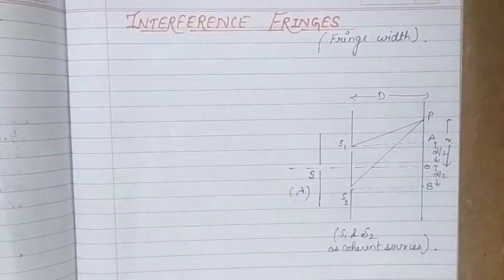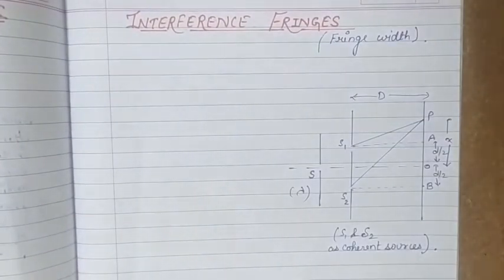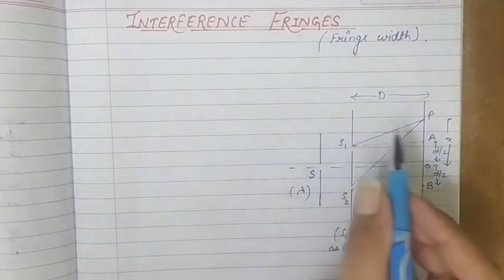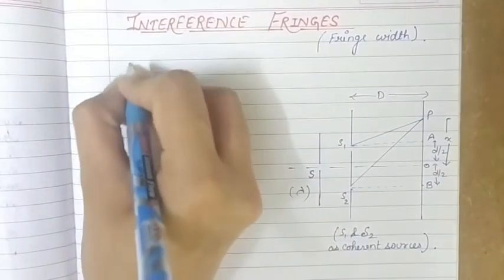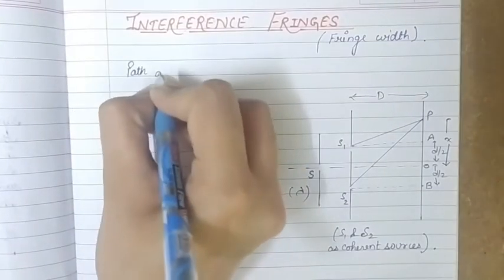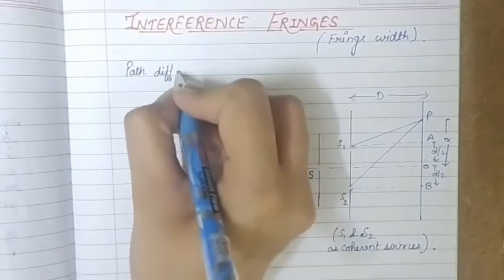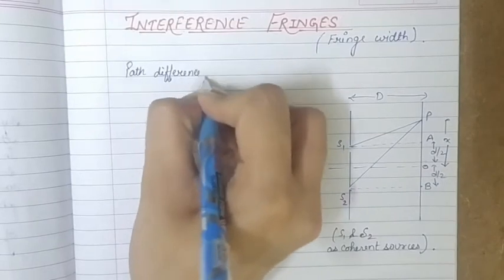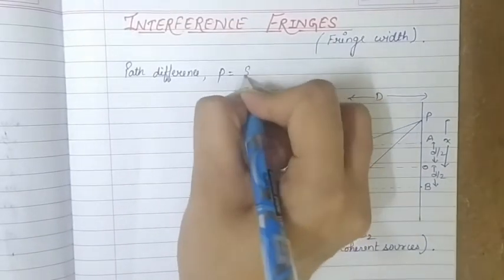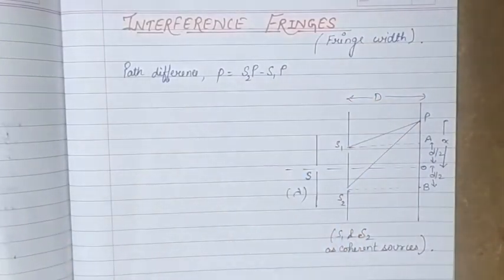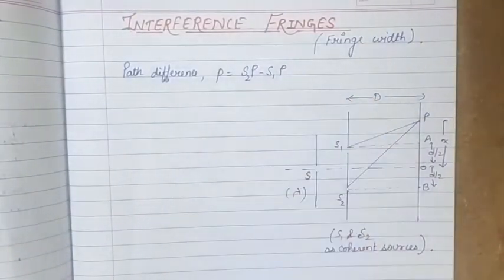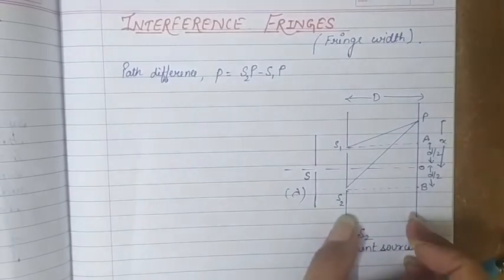The path difference between the two interfering waves here is equal to the difference between S2P and S1P. So the path difference that we need, let us denote it by small p. So this path difference p is equal to S2P minus S1P. Now our task is to find this path difference. This we are going to do by using this diagram.